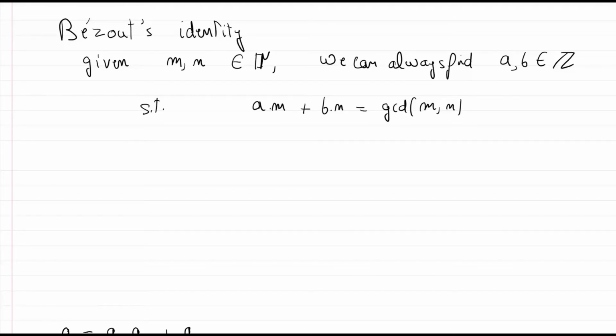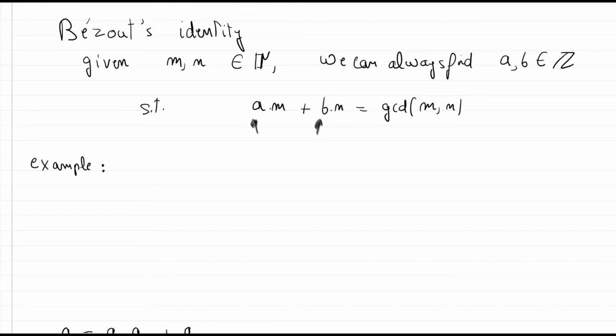We'll say why it's true, and we'll give an efficient algorithm to compute these a and b for a given m and n. The first remark I can give now is that a and b are not unique. Let's start first with a few simple examples.